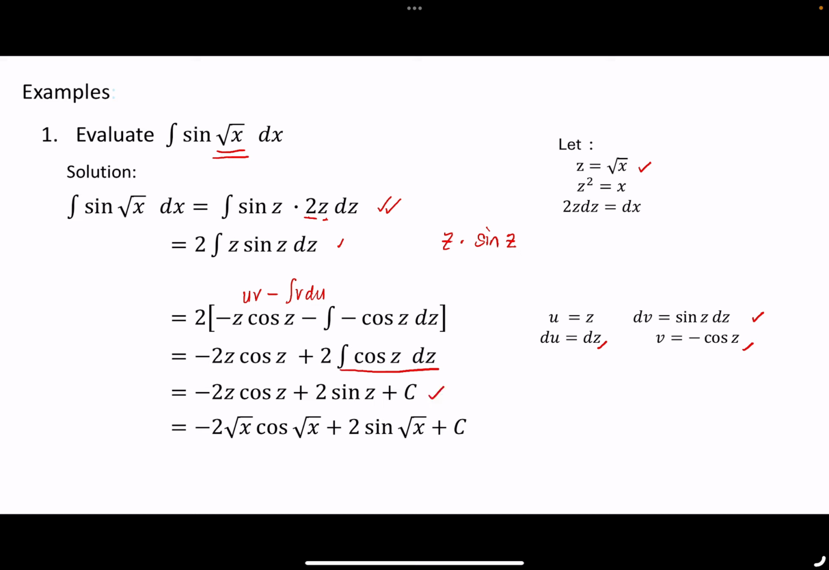Take note that z is the square root of x. So we plug in z is equal to square root of x. So we have negative 2 square root of x cosine of square root of x plus 2 sine of square root of x plus c.